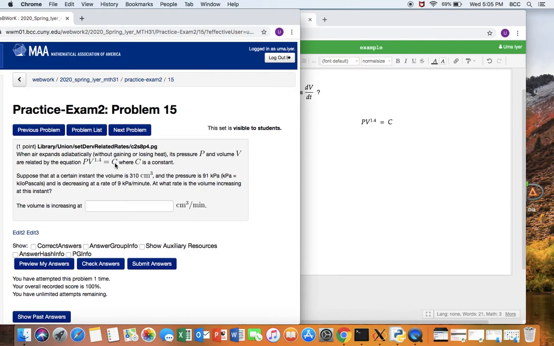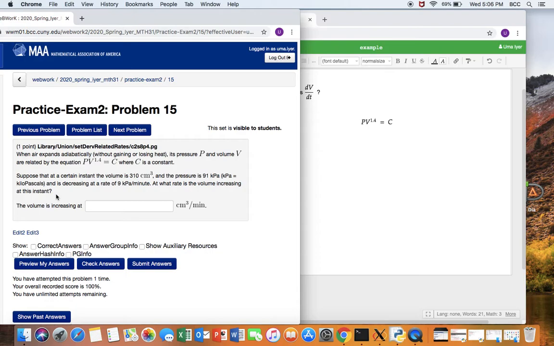It's a constant. Now, suppose that at a certain instant, the volume is 310 centimeter cubed. Centimeter cubed is also called cc, by the way, right? And the pressure is 91 kilopascals. kPa stands for kilopascals. And it is decreasing. So who is decreasing? Pressure is decreasing at the rate of 9 kilopascals per minute. At what rate is the volume increasing at this instant?